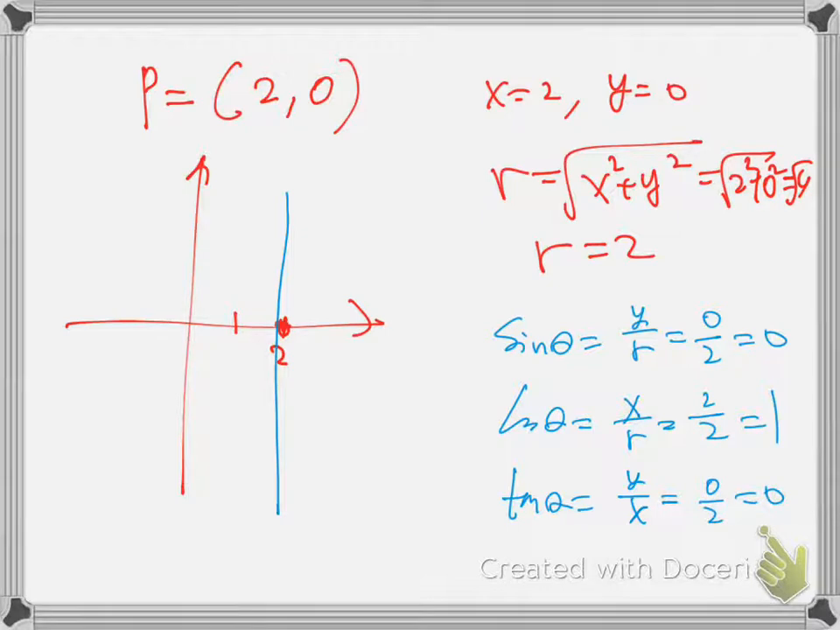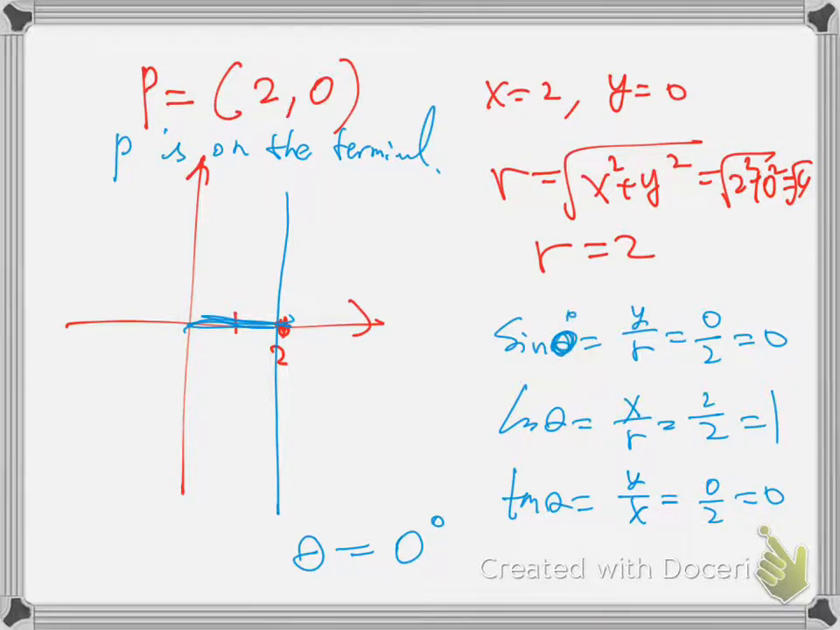So what's the angle theta? Theta is 0 degrees. P is on the terminal side of the angle, and the terminal side is the initial side, so the rotation is 0. Then sine 0 degrees is 0, cosine 0 degrees is 1, tangent 0 degrees is 0. So let's try this one more time.